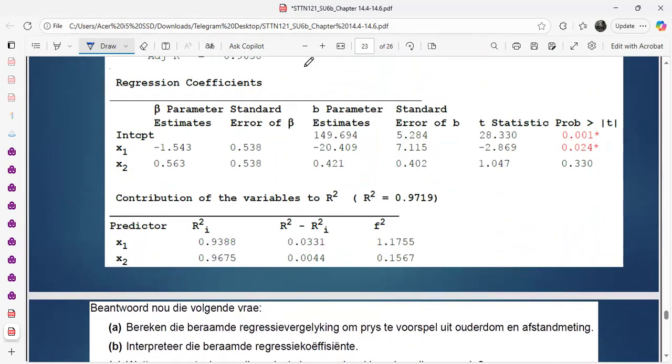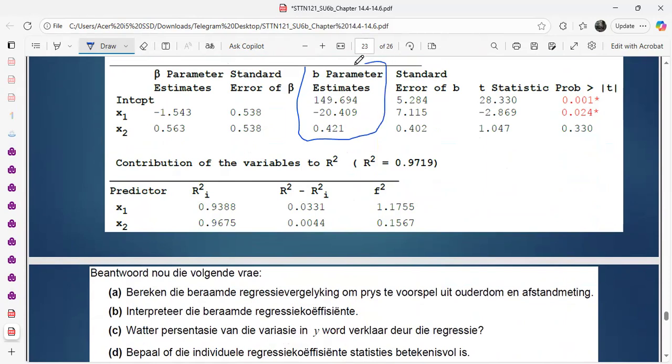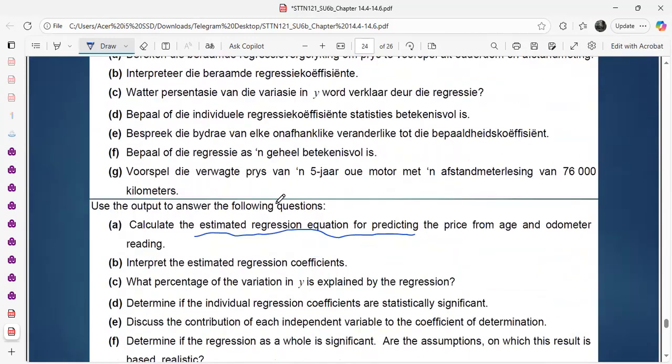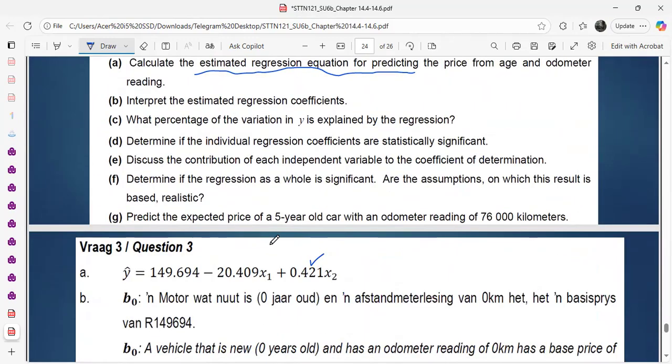Remember, you just go here. The B parameter estimates. This one will be B0, this one will be B1, this one will be B2. So 149.694 minus, because this is negative, minus 20.409x1 plus 0.421x2. Here it is.